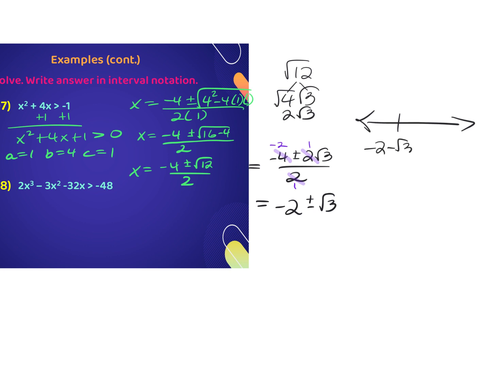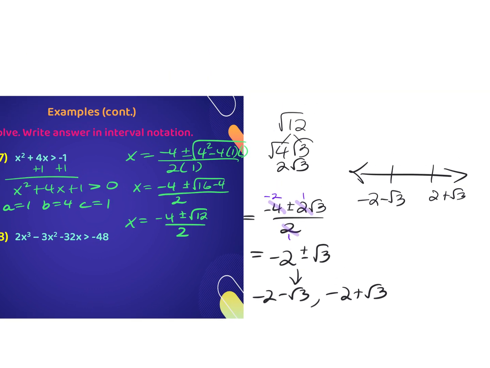-2 minus the square root of 3, -2 plus the square root of 3. So you're pulling this apart and making it 2 separate factors. Now, what we're going to do here is approximate the square root of 3. So I'm going to see which 2 perfect squares it's between. So it's in between the square root of 1 and the square root of 4.